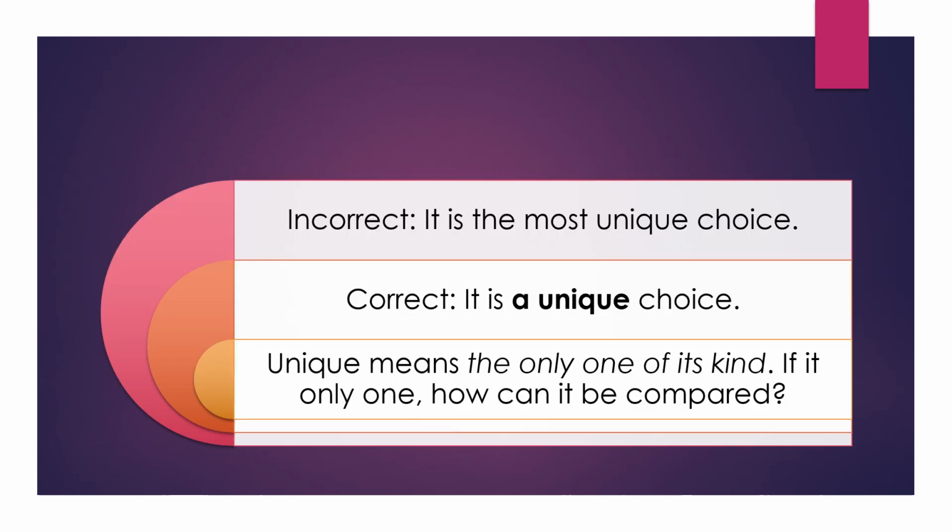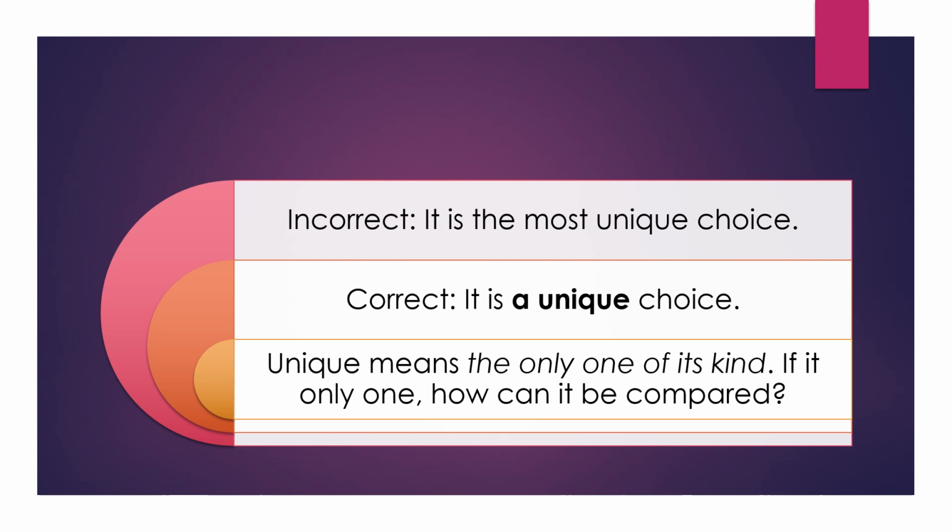It is the most unique choice. Now there are certain words like unique, extraordinary, etc., or maybe the shapes square, circle. For such kind of words that are unique, unique means the only one of its kind. Whenever you have such a word, we do not use any degree with them.